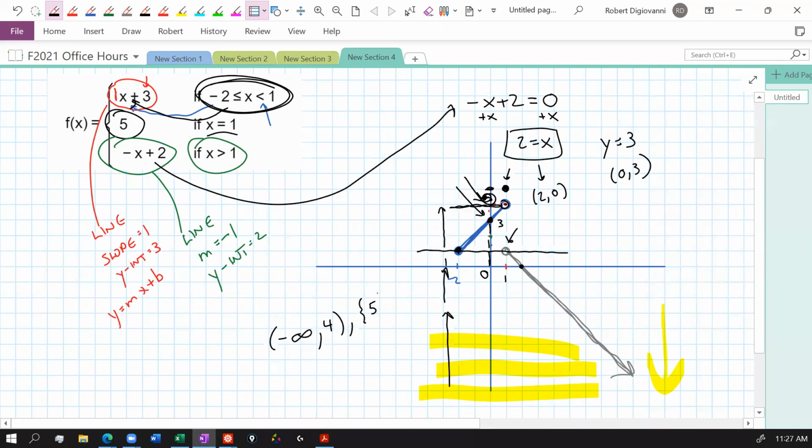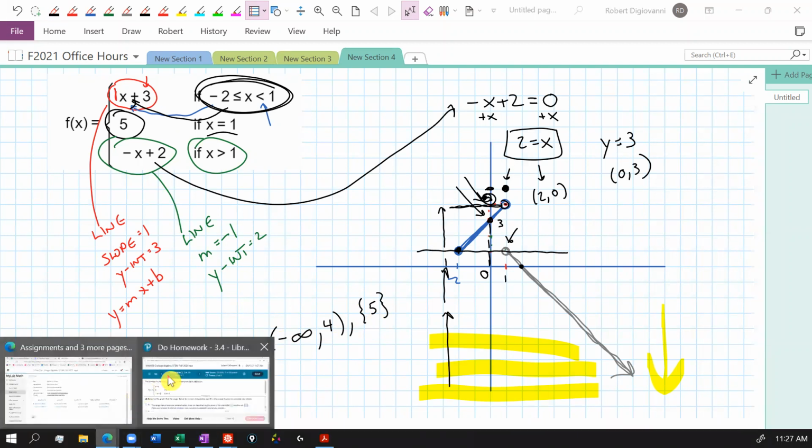I'm curious to see how they're going to want us to write that. But that would be the range, -infinity to 4. And then we have the output of 5. Really curious to see how they're going to want us to put this in.